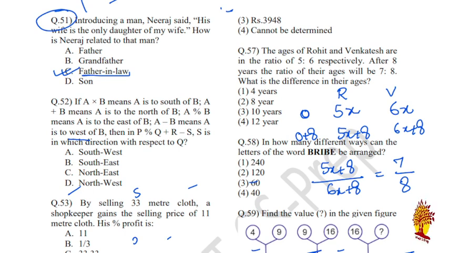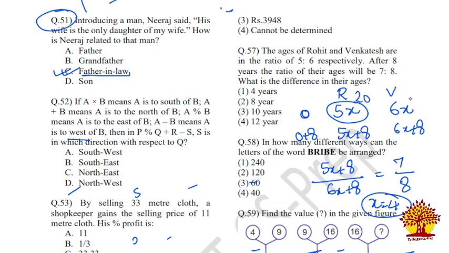If you solve this equation, you will get answer x is equal to 4. But here present age difference they have asked. Present age of Rohit will be 5 into 4, 20, and Venkatesh will be 6 into 4, 24. Difference between 20 and 24 is 4 years. So correct answer is option A. Option A, 4 years is the right answer.